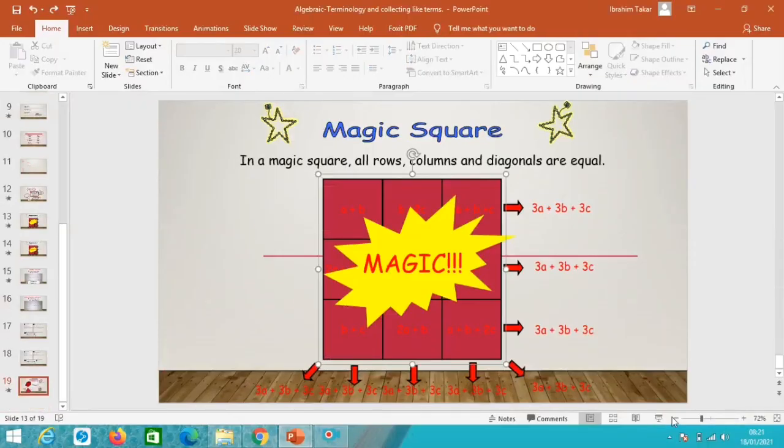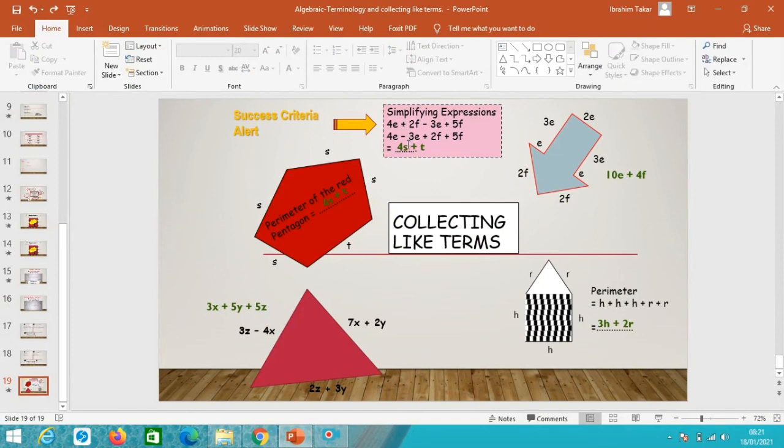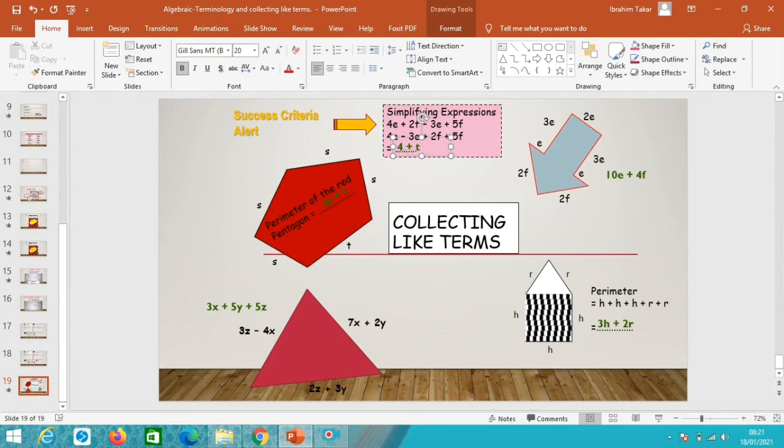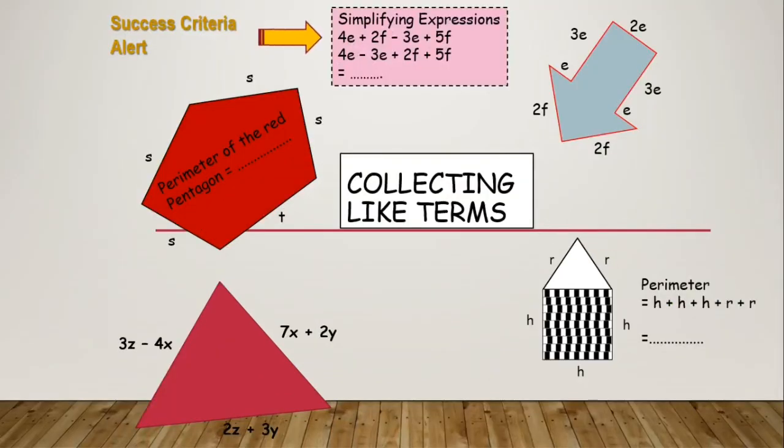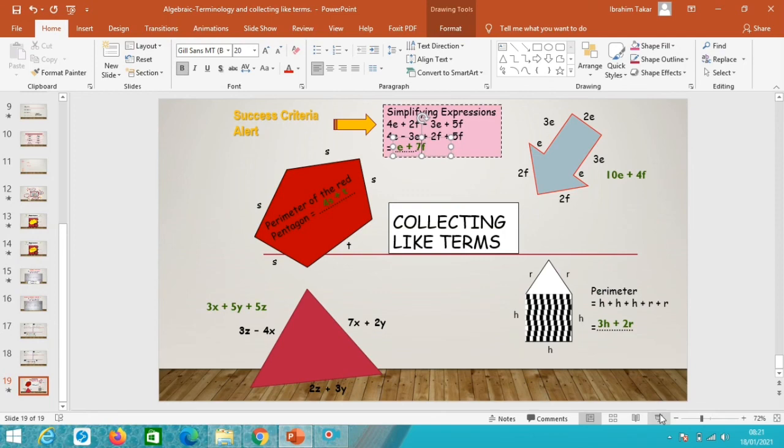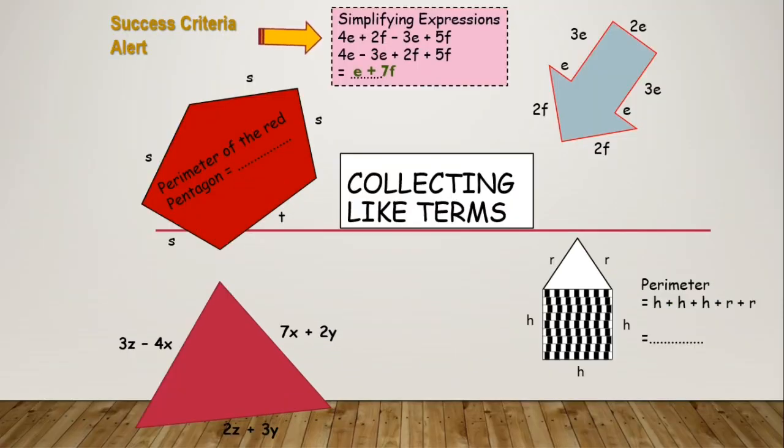Sorry, that's not the answer. I apologize, sorry about that, guys. It should be e plus 7f, because 4e minus 3e is 1e, and 2f plus 5f is plus 7f.